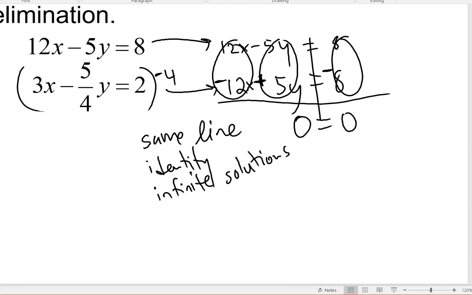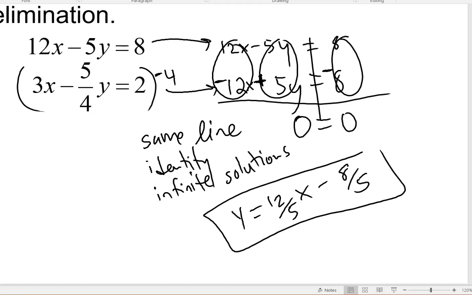If I were to graph both of these, and I wouldn't want to because the y-intercept kind of stinks, both of them would be y equals 12 over 5x minus 8/5. They would be the same line. Okay.